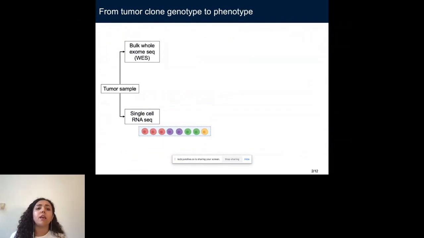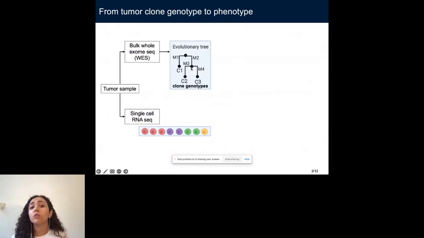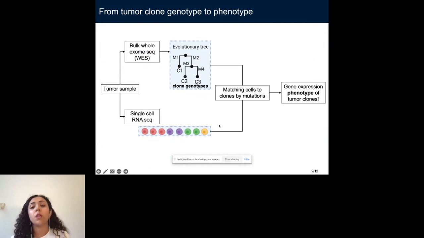And for doing this, we have two types of data. First is whole exome sequencing data, and from whole exome sequencing data, we can get the evolutionary tree using existing methods. And by having this, we have clone genotypes. On the other side, we have also single cell RNA-seq data, and from this data, we can get the mutations and we can match these cells to the clones by their mutations using the probabilistic model that we designed. Also, we can get the gene expression phenotype of the tumor clones, which is so exciting.